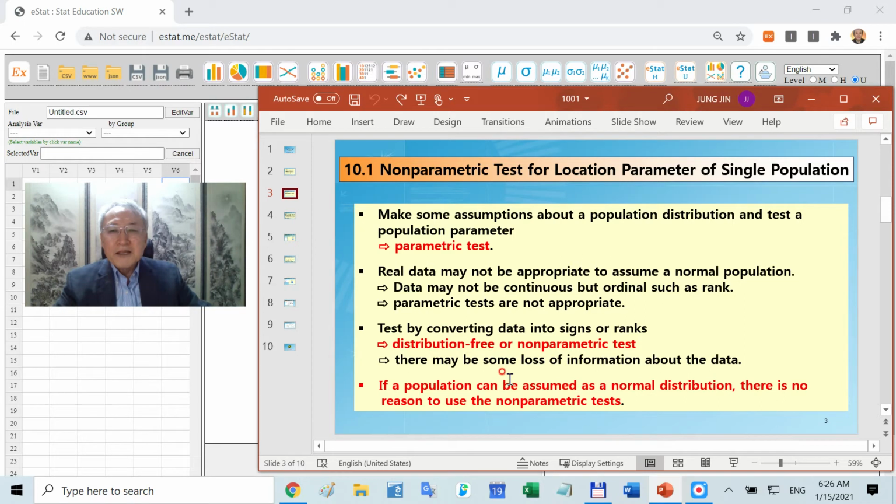If population can be assumed normal, then you should use parametric test. Or if you have some ordinal data, you have to think about non-parametric. But in general, if you have continuous data which can be assumed normal, you should use parametric test.